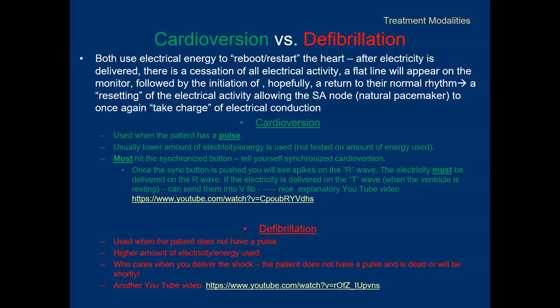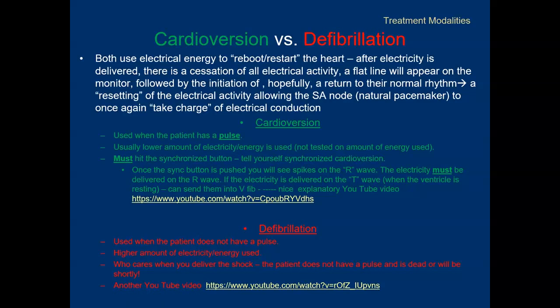But there are different times when we would use cardioversion versus defibrillation. And so the rules are there in front of you. Cardioversion is used when the patient has a pulse. Why? Because the pulse means that there is some organized fashion of electrical activity. Even though the rhythm is abnormal, and therefore the electrical pathway is abnormal, it's good enough that there's a pulse generated.